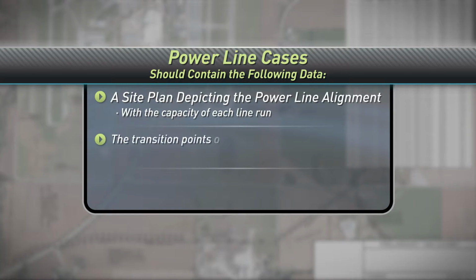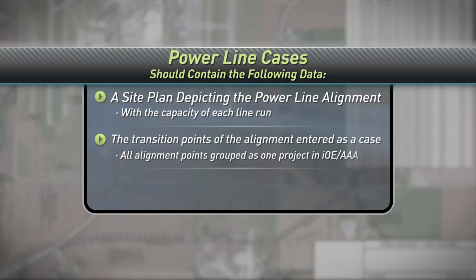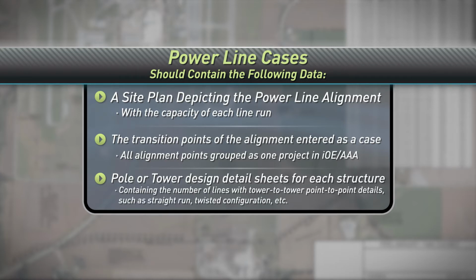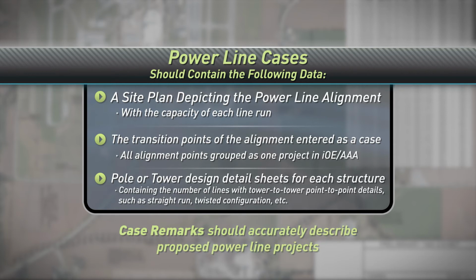The transition points of the alignment entered as a case and all alignment points grouped as one project in IOE AAA. Pole or tower design detail sheets for each structure, which contain the number of lines with tower-to-tower point-to-point details, such as straight run, twisted configurations, etc. Case remarks should accurately describe proposed power line projects.